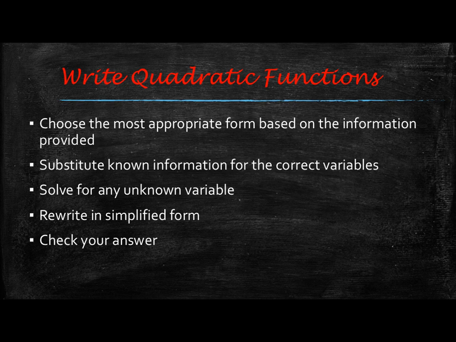You're going to substitute the known information for the correct variables, and then you'll solve for any unknown variable, rewrite it in simplified form, and then check your answer.